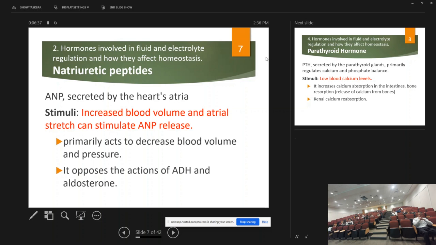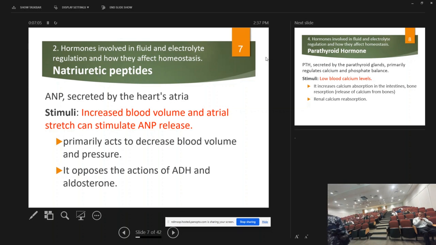Yes. So when you say opposite actions of ADH, how does it do that? Because the ADH is going to be causing an increase in volume, right? So how does it specifically do that? Is it an antagonist? How does it stop the action of ADH? It's not like directly opposing the action of ADH. It's like one signaling winning over the other signaling.